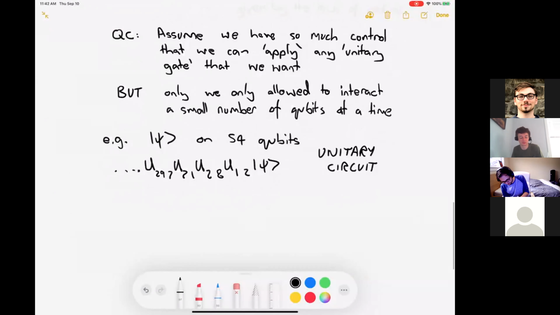This model of quantum computing, where a quantum computer is treated as a system where you have some quantum state and then you apply unitaries interacting a small number of qubits at a time, is called, sensibly enough, the circuit model. We're going to see that there are other models of what it means to have a quantum computer that end up being pretty equivalent, but this is the most standard one.